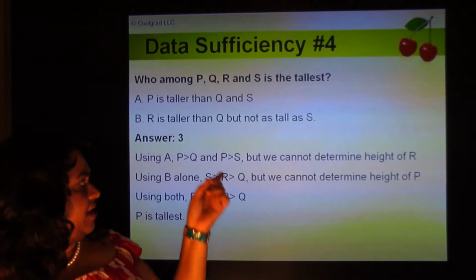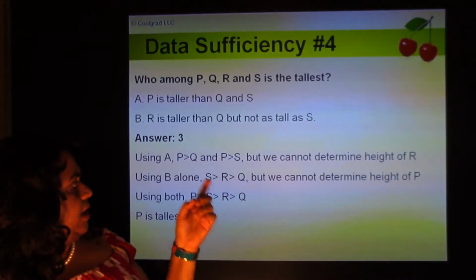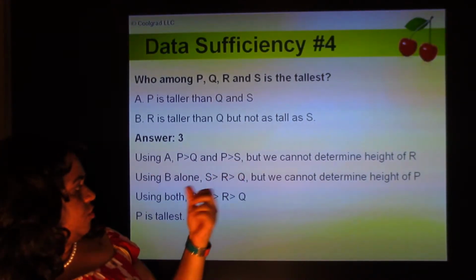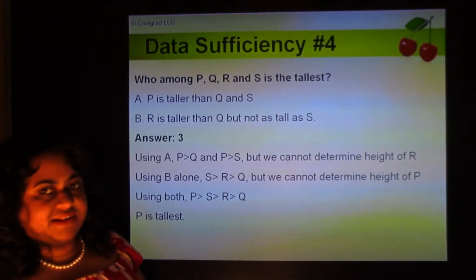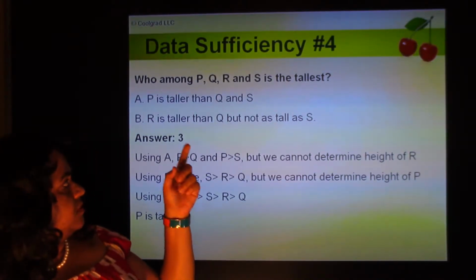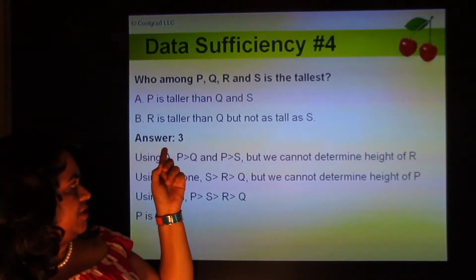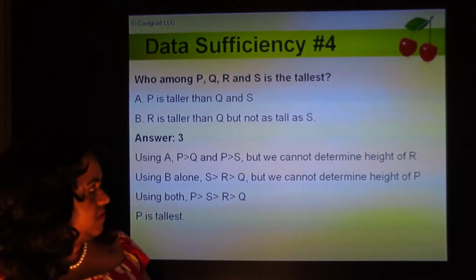So using both the statements, we know that S is greater than R greater than Q and P is greater than S. So P must be greater than S greater than R greater than Q. So we can say that P is the tallest. So using both the statements, we can answer the question. So for question 4, option 3, both the statements are needed to answer the question.